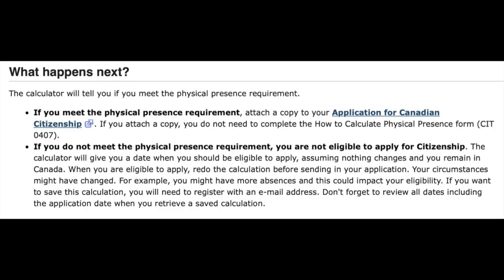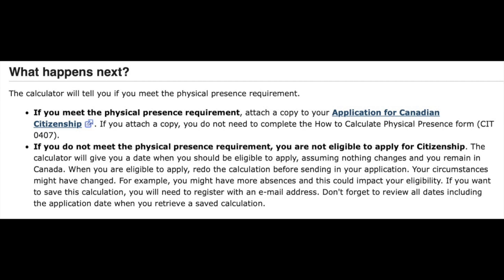What happens next? The calculator will tell you if you meet the physical presence requirement. If you meet the physical presence requirement, attach a copy to your application for Canadian citizenship. If you attach a copy, you do not need to complete the How to Calculate Physical Presence form, CIT 0407. If you do not meet the physical presence requirement, you are not eligible to apply for citizenship.